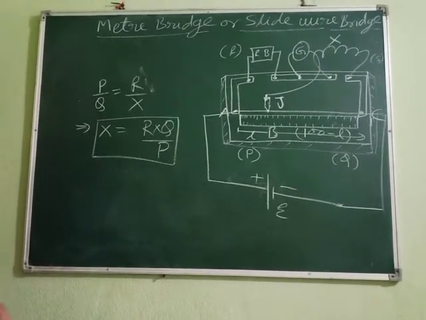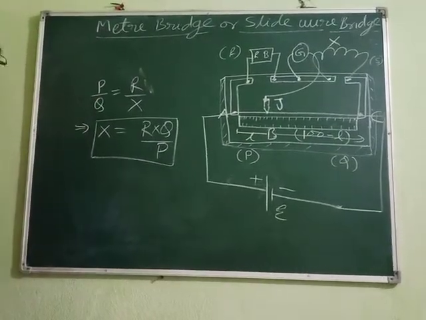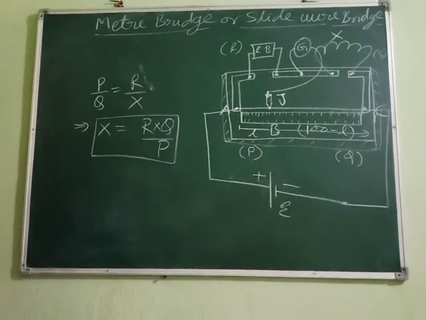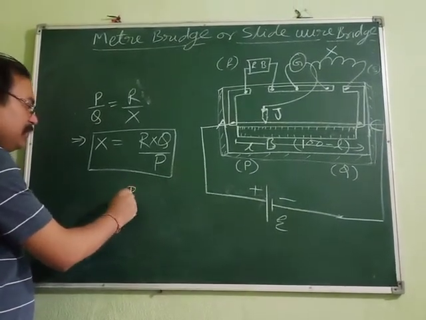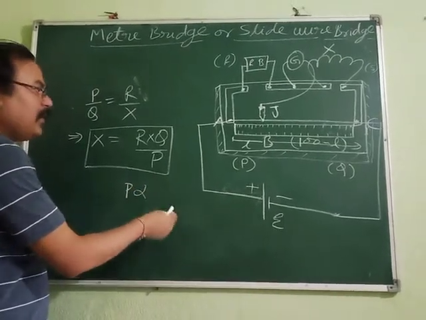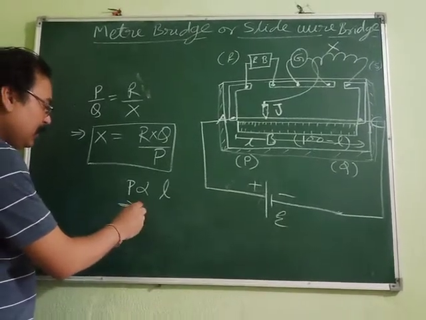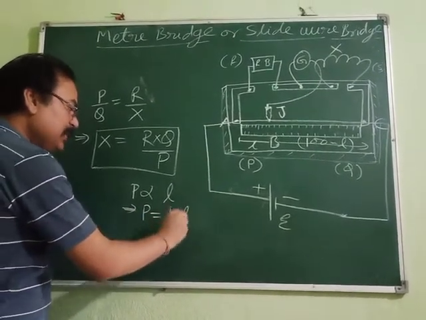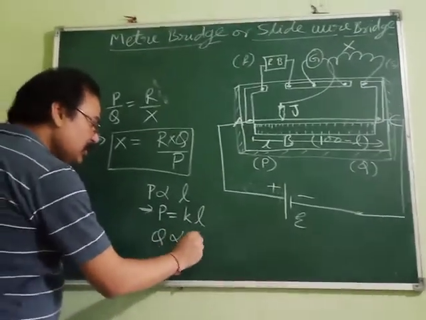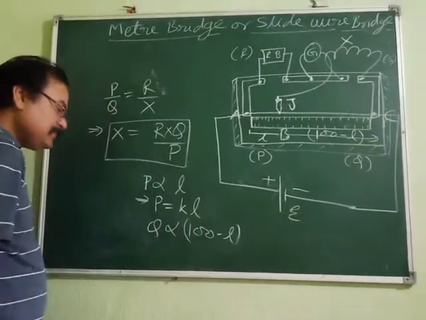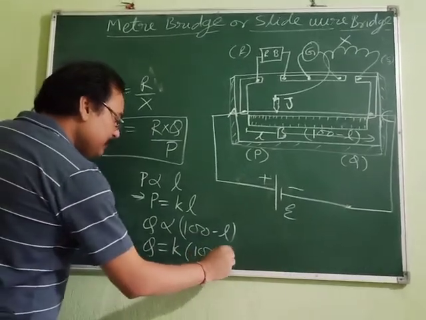See, this wire is uniform, the same area of cross section. Second thing, its resistance per unit length is the same. So we can say that its resistance P will be proportional to L, or we can write P is equal to some constant K into L. In the same way, Q will be proportional to 100 minus L, or Q is equal to the same constant into 100 minus L.